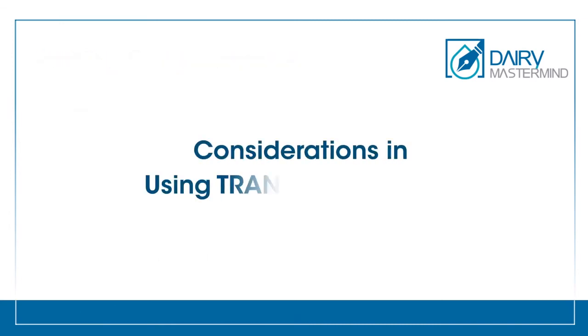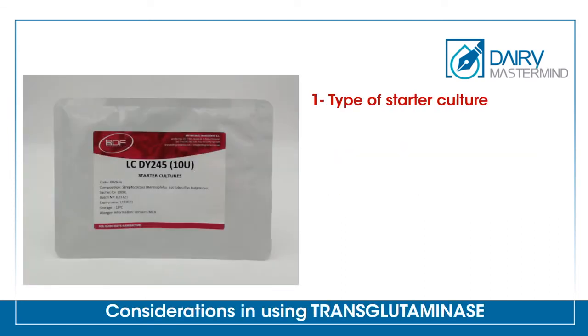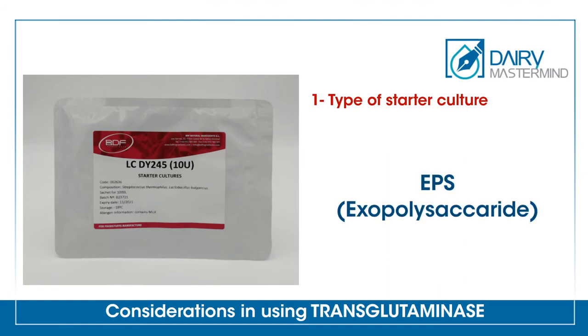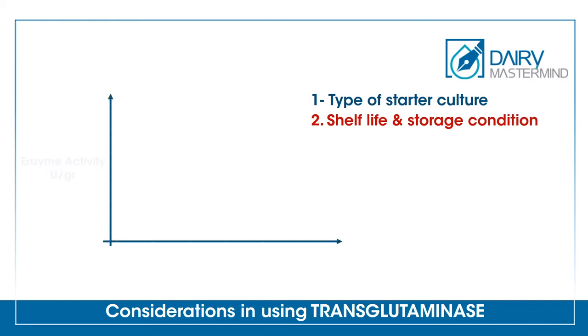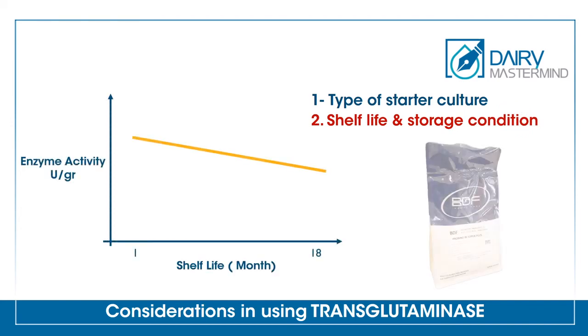Considerations in using transglutaminase. To achieve the best result in using transglutaminase, the following points should be considered. Type of starter culture. Transglutaminase enzyme is compatible with most types of starter culture, but works more effectively with some of them. To reach the best results, it is advised to use EPS, exopolysaccharide-producing starter culture, with TG enzyme. Because TG enzyme gradually loses its activity over time, pay attention to the enzyme's shelf life.